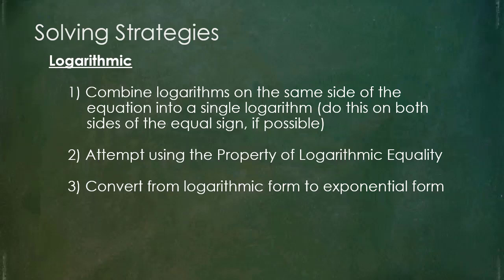And in the event that we could do that, what we could also try is to attempt using the property of logarithmic equality that I mentioned earlier, where if both sides have a logarithm with the same base and they're set equal to each other, then the inside portions of those logarithms should also have to be equal to each other. So we would just set those two equal and actually get rid of or eliminate our logarithms from our equation.